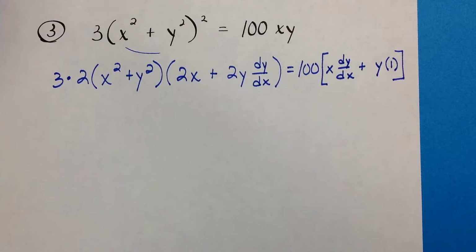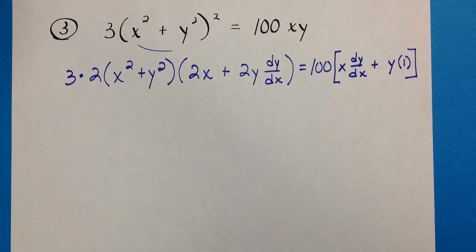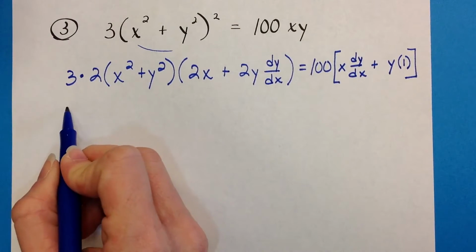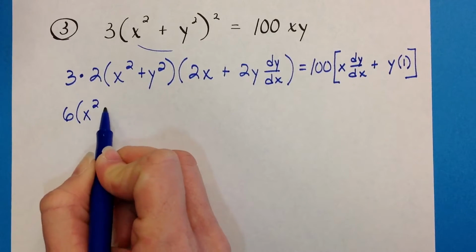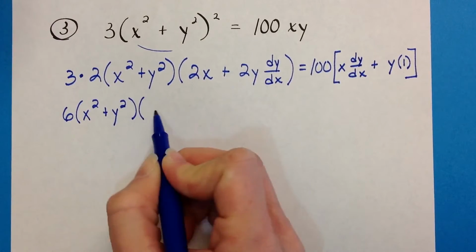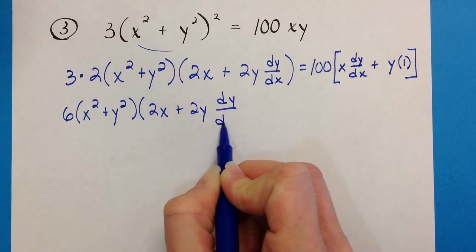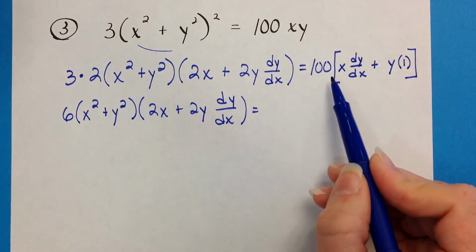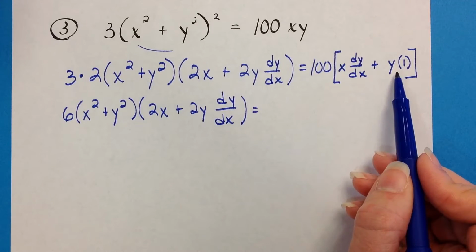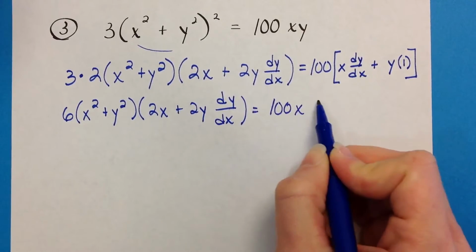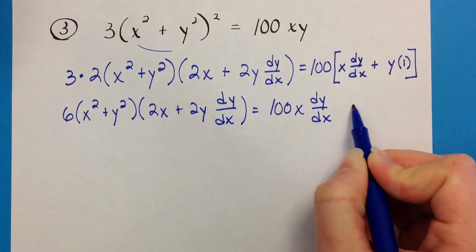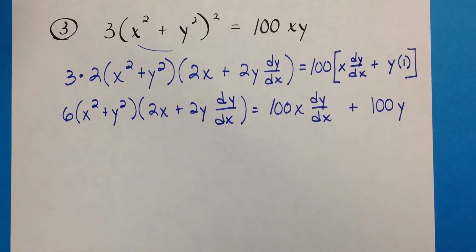Okay, so let's just get things arranged a little bit better here before we start trying to get dy dx on one side by itself. First of all, this of course would just be 6, so I'd have 6 times x squared plus y squared times 2x plus 2y dy dx. You could go ahead and distribute the 100 here if you chose, so I could say that I have 100x dy dx plus 100y.